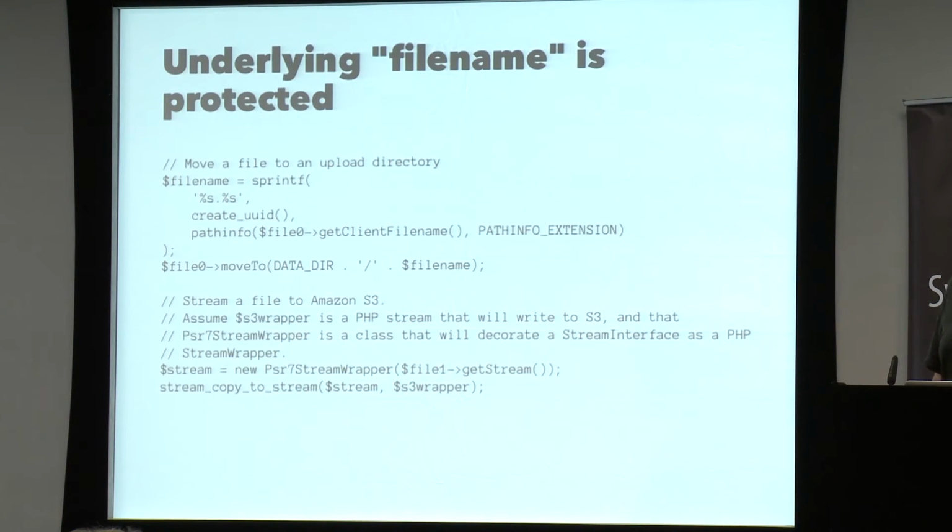PSR-7 also tries to protect the file name. This was something that was a little uncomfortable for some people sometimes. But basically, we don't allow you to get the underlying file that was uploaded. You can get the client file name, but not what it was on disk. And this was because in some cases, people might be uploading things by a stream. We don't really know what's going to be there. So the implementer for PSR-7 needs to implement moveTo. And this will allow you to basically, behind the scenes, do all of the safe methods for uploading files by the implementation so that the actual user doesn't have to worry about that.